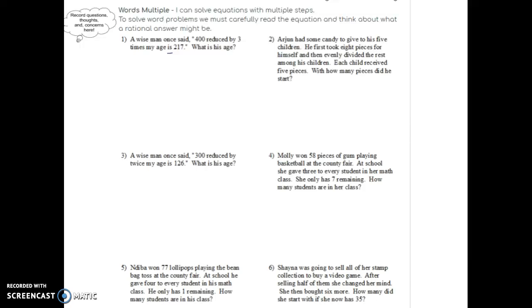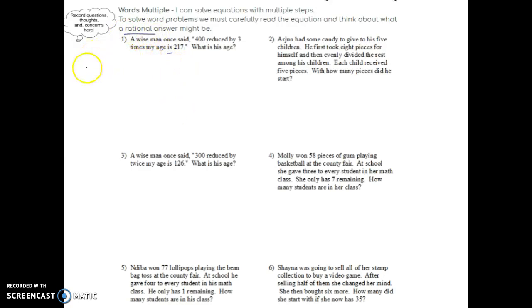Alright, we're talking about multi-step word problems, and you should have made a 70 or better on the inequalities 2 quiz before coming on to this. So for this first one, a wise man once said we really want to think about what's rational and whether or not our answer makes sense, okay?